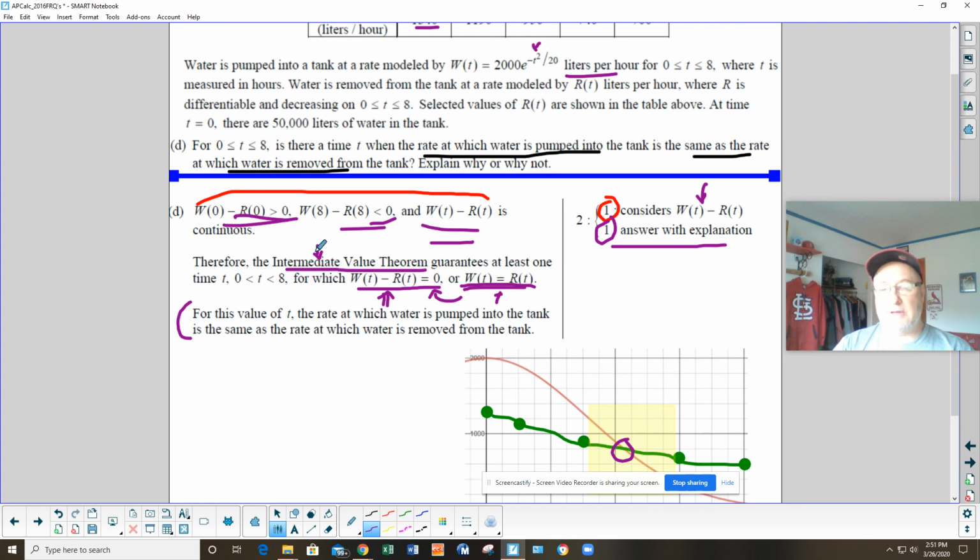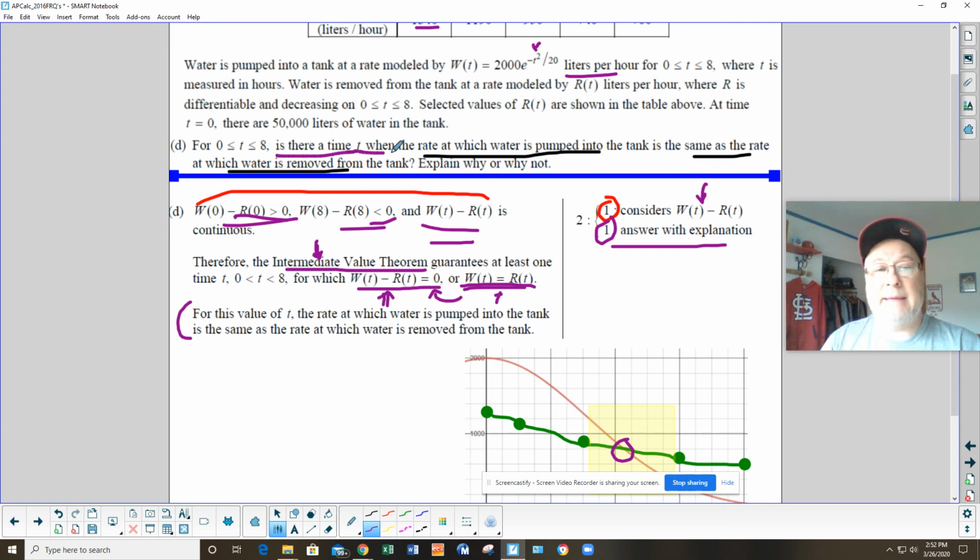Now, if you didn't reference the intermediate value theorem, but you summarized it correctly, what I mean by that is you have to say, since these are both continuous functions, and at 0, W minus R is positive, and at 8, W minus R is negative, therefore they must hit 0 somewhere in between 0 and 8. That is a good summary of the intermediate value theorem, but you need to reference continuity. Just by using the word IVT, that overlaps the need to say the continuity part because it's assumed. Just a quick comment on that.